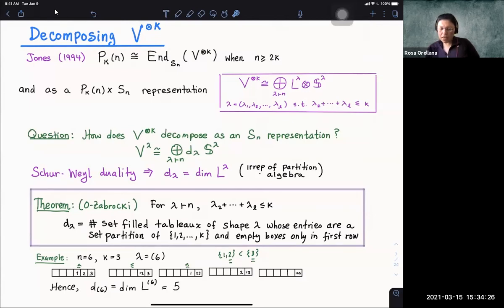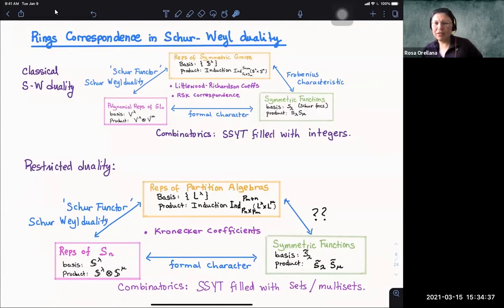Okay. So we were able to answer that question with tableaux, right? So here is the picture, and then we can take the break. So remember, this was classical Schur-Weyl duality, and here the combinatorics were semi-standard Young tableaux filled with integers. That's important. They were only filled with integers in here. And I explained how this correspondence worked.